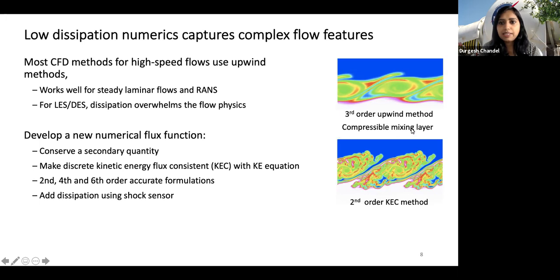I'm showing a compressible mixing layer simulation result. With the third order upwind method, you capture these big vortices, but the flow physics inside is lost. Using a lower order method which is kinetic energy consistent, you can still capture the key flow physics in great detail. So that's the beauty of using low dissipation numerics in US3D, which is different from DPLR.